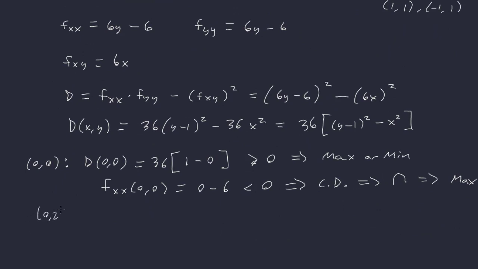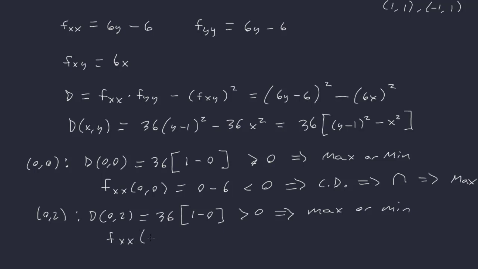Then at 0, 2, D at 0, 2 will be 36 times, when we plug in the 2, we still get 1 there, so it'll be 1 minus 0, so that's positive. So that's a max or a min. Let's check it at f sub xx. When we plug in 0, 2, when we plug in 2 into our y, we'll get 12 minus 6, that's positive. So that's concave up, which is a U, which is a minimum.